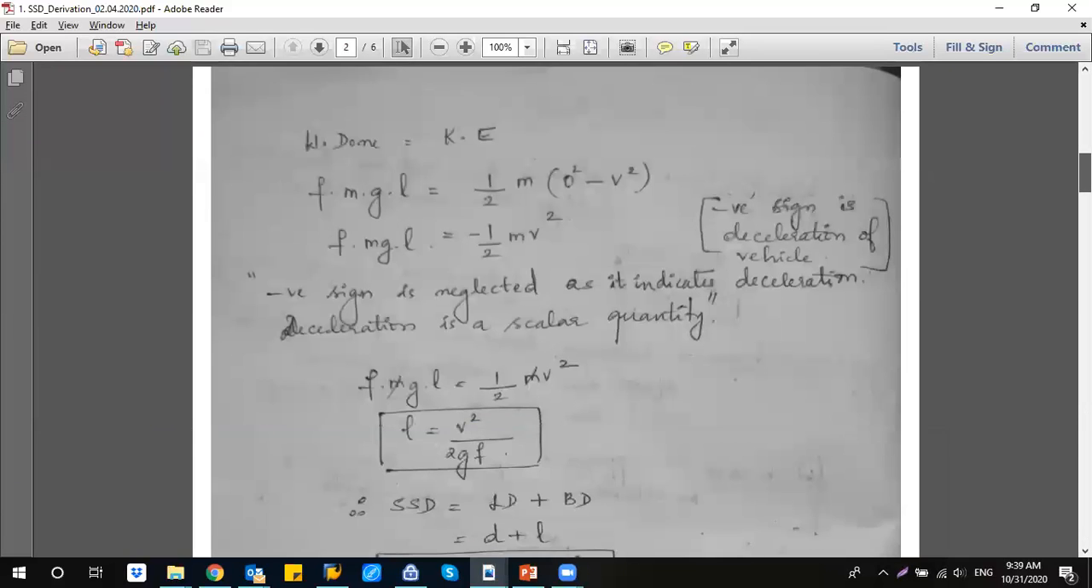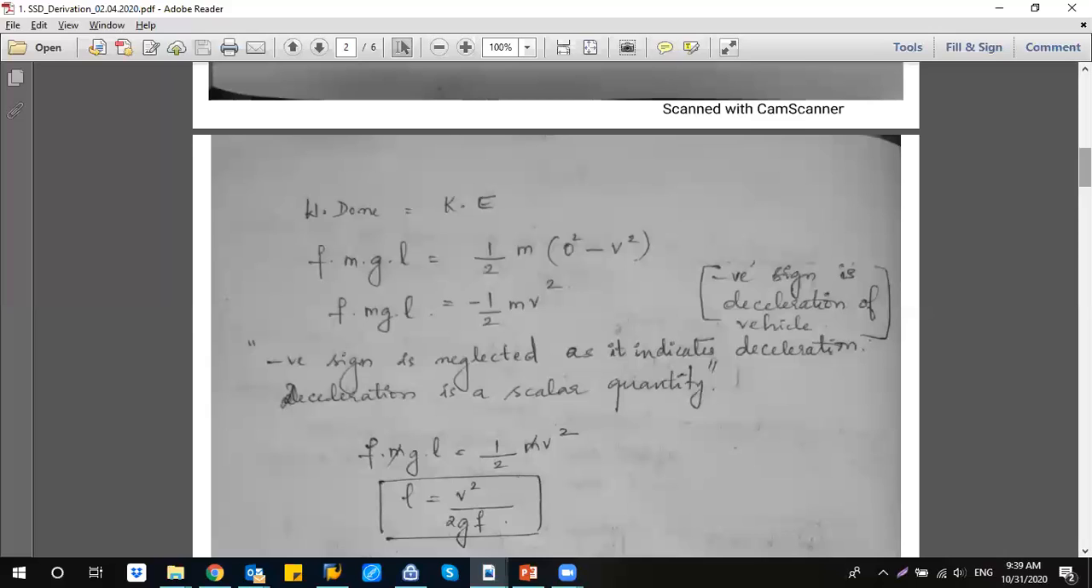Correct? Now coming to kinetic energy. Our ultimate aim was to equate this work done to the kinetic energy. Work done, we had already found the expression here. Kinetic energy, you know, is half mv square. Since you have a final velocity and initial velocity, it is half times mass times the final velocity square minus the initial velocity square. Final velocity is 0 here, initial velocity is small v. When you substitute, you will get a negative value. So the negative sign is just neglected.